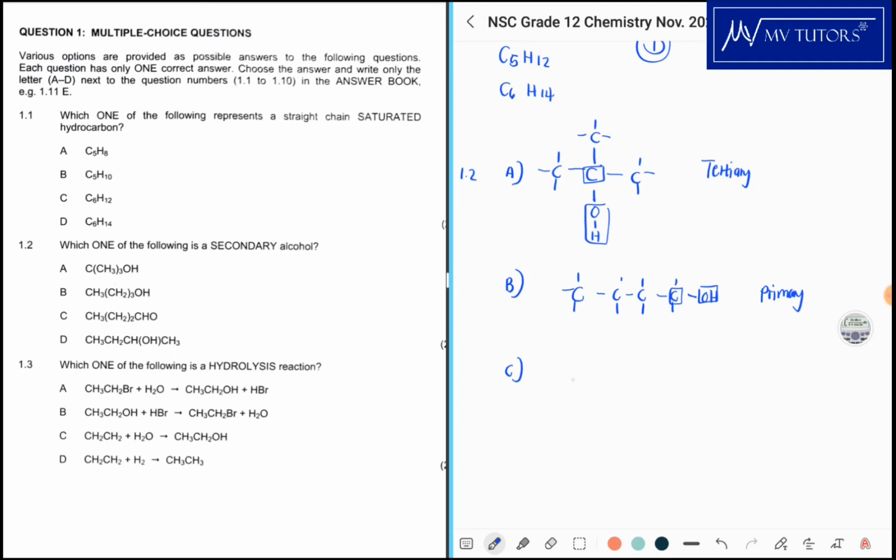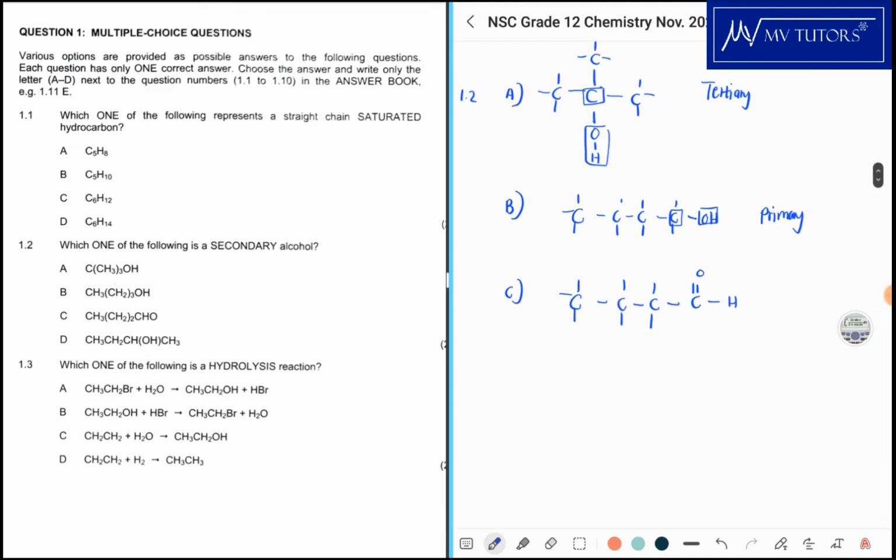Option C, we have a carbon with 3 hydrogens and we have 2 more carbons, each with 2 hydrogens. And then we have another carbon with the OH group. No, this one doesn't look correct because now we need to have 4 bonds around carbon. So actually that's a double bond to oxygen and your H. So this is definitely not an alcohol. Okay, we're looking here at an aldehyde. So D, then it has to be D.